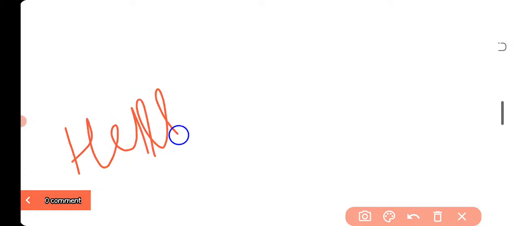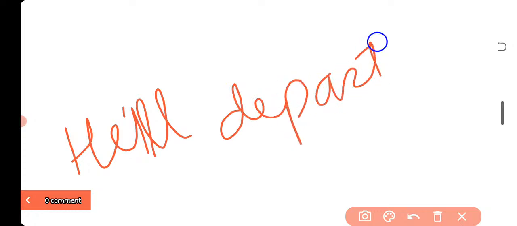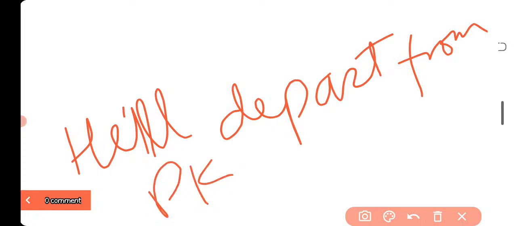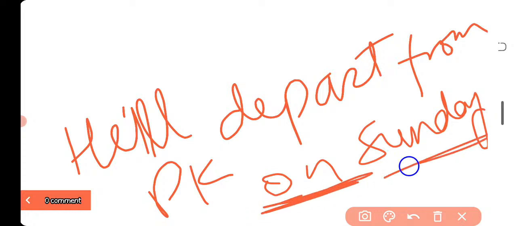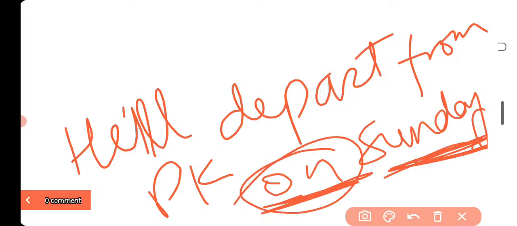The next one, I will give other examples as well. He will depart from Pakistan on Sunday. One person is about to go from Pakistan to somewhere else on the day Sunday. So on is showing the place here.